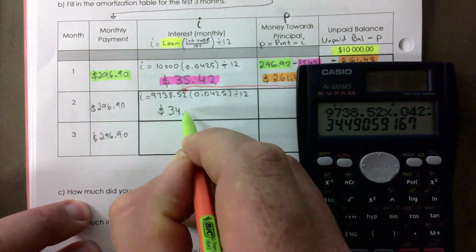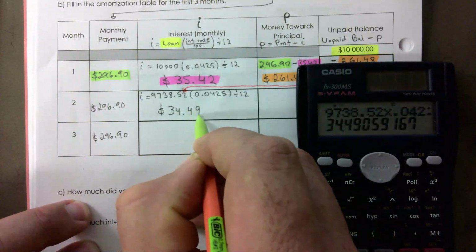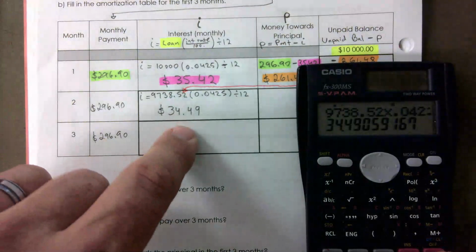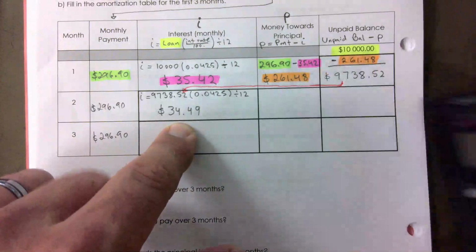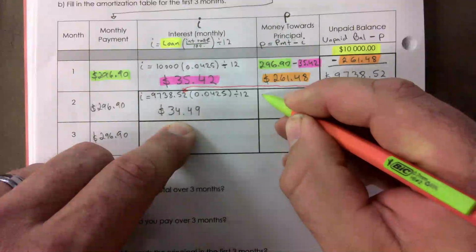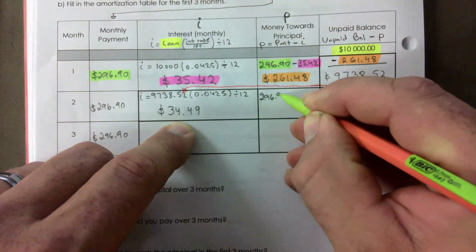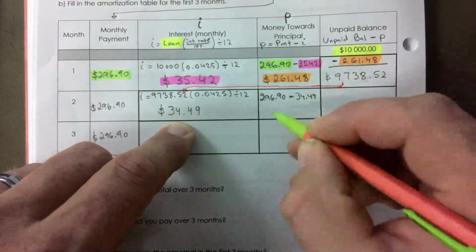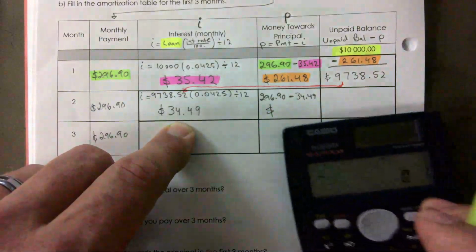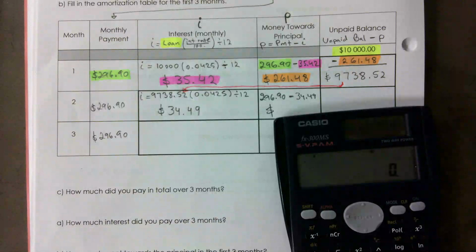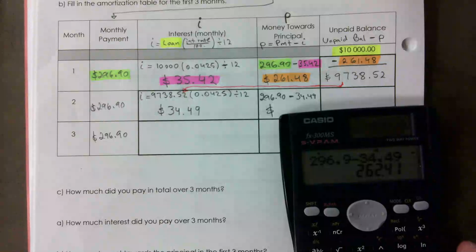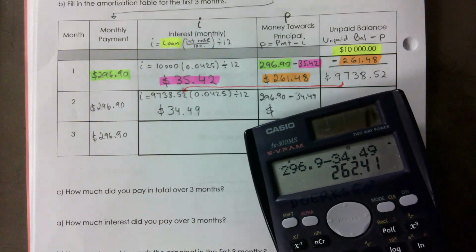I know that some of us are so used to the new system, right? You go to pay for something, $34.50 if it's cash, right? But you still need to round accordingly. So that's your interest, and so you go $296.90 minus $34.49, which is 262.41, which makes sense. It should go up a little bit.